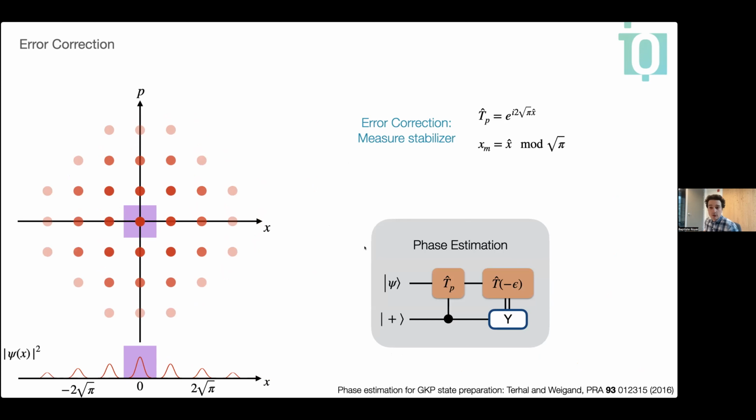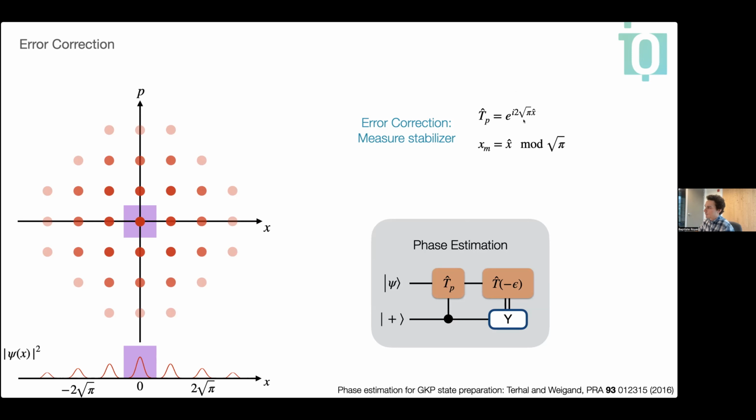The question is, how do you measure that thing in practice? And so we can look back a bit. What is this operator? Translation in momentum is generated by position. And we want to measure the stabilizer. And so measuring this, it's a complex exponential, which maps back to itself once you've displaced x by square root of pi. And so this is equivalent to measuring the position modulo square root of pi.